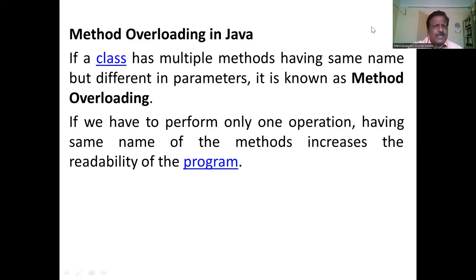Good afternoon. Today our topic is method overloading in Java. If a class has multiple methods having the same name but different in parameters, it is known as method overloading. If we have to perform only one operation, having the same name for the method increases the readability of the program.